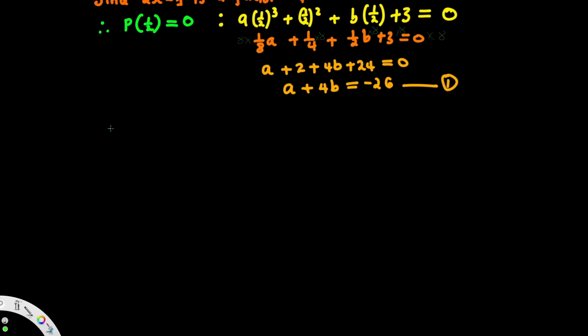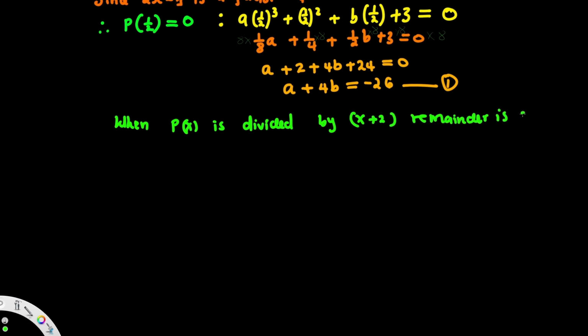Right, so we can now move to the second piece of information. When p is divided by this particular value that we are given, we are told that the remainder is 5. So meaning we can now find the value of x at this given point, and our x is negative 2. So this implies, from the remainder theorem, that if you substitute negative 2 into the polynomial, we are going to get a remainder of 5.